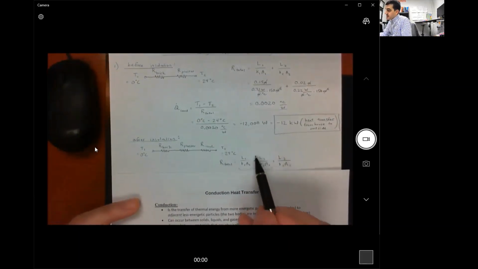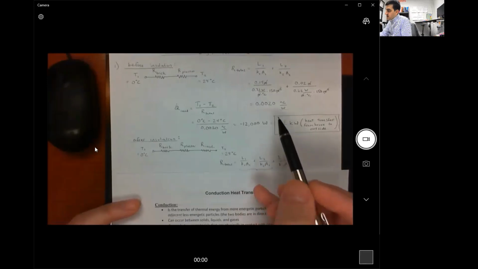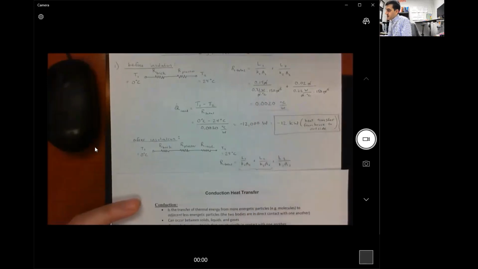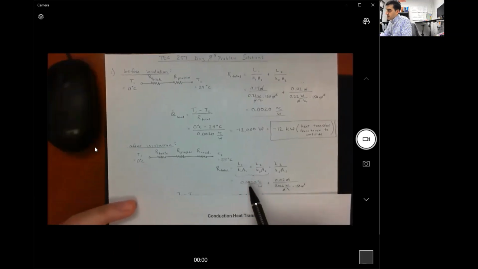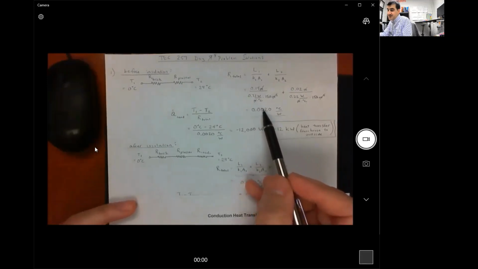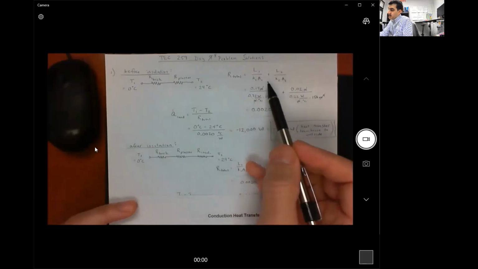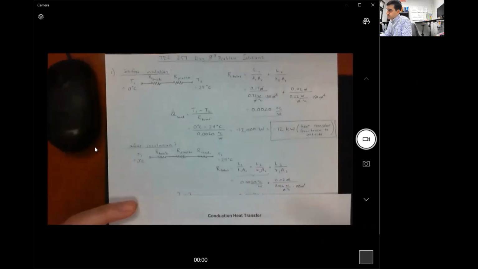So we already did this part up here and we found this number. So let's not redo that. I'm just going to put that in here. So this number comes from up here because it's the exact same as what we calculated up here for the brick and the plaster. So we have 0.0020 degrees Celsius per watt for the brick and plaster in series. And now we also have the insulation.